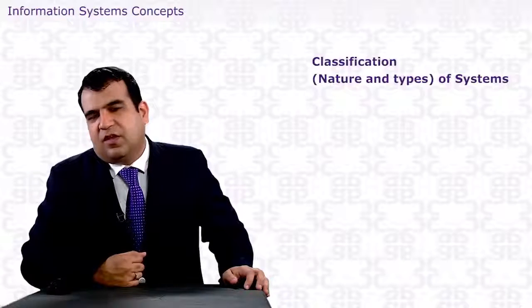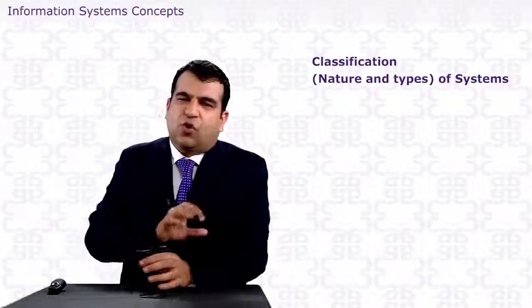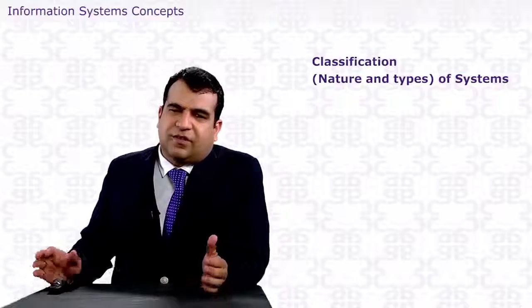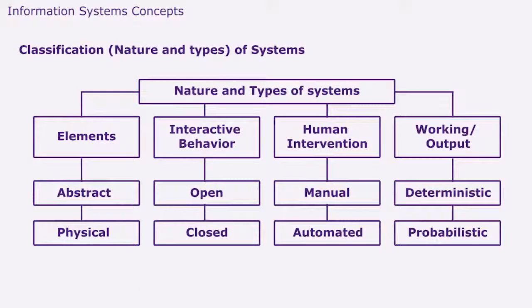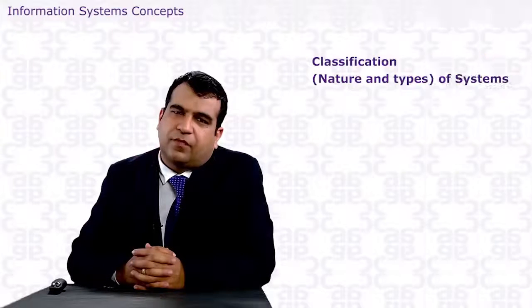Once we have understood all these terms, now we'll understand about different types of systems. We have categorized all the systems into 4 broad categories. We'll try to divide systems into 4 broad categories. First is according to elements. We can categorize a system as an abstract system or a physical system.